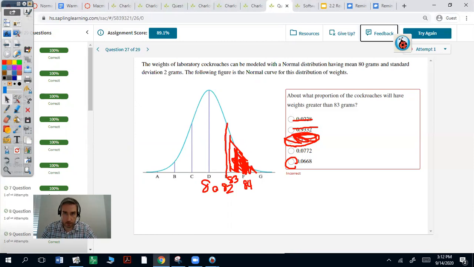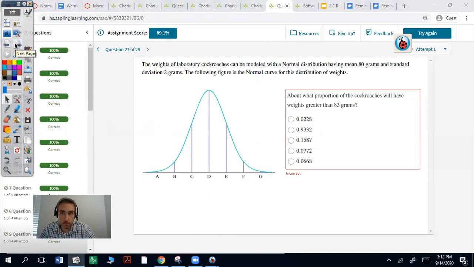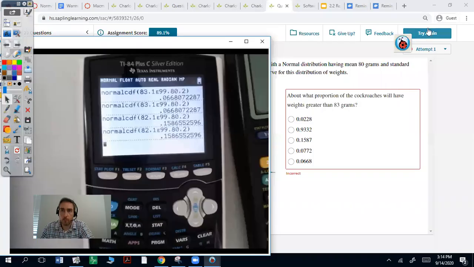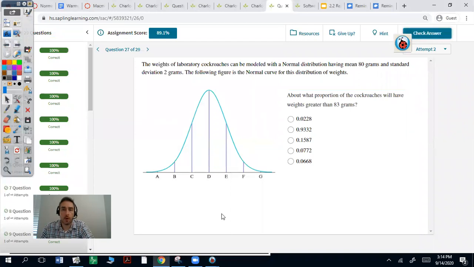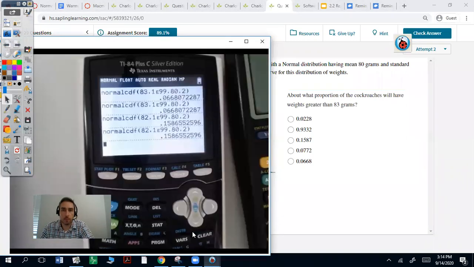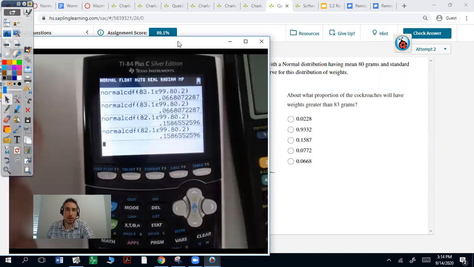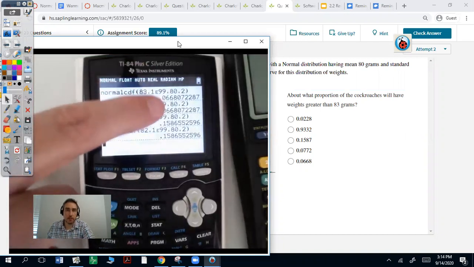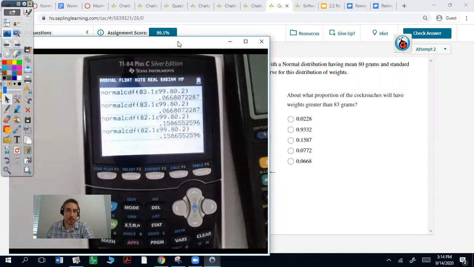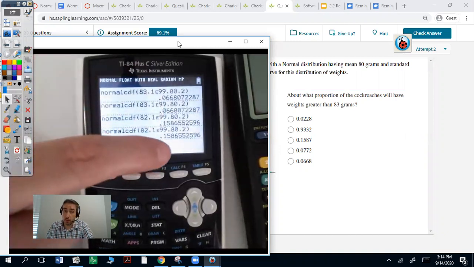What percent of cockroaches have weights greater than 83 grams? All right, y'all, I think there's a typo on this one, so I do apologize. That's why we always check our work. But as you can see here, if I do 83 there, I did it twice, I'm getting 0.0668. It's saying it's wrong. If I do 82, it's saying 0.1586.